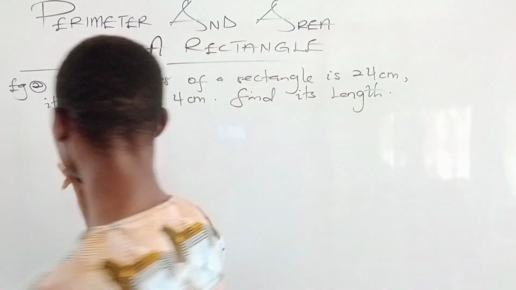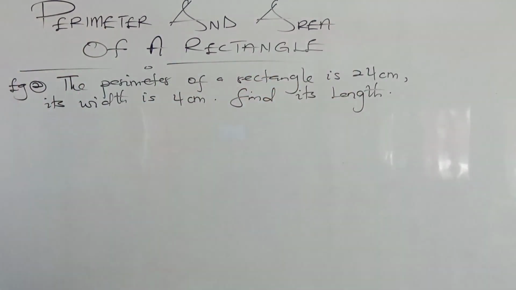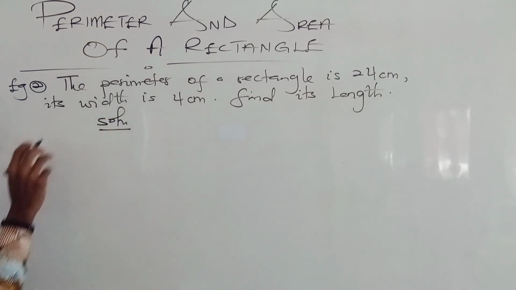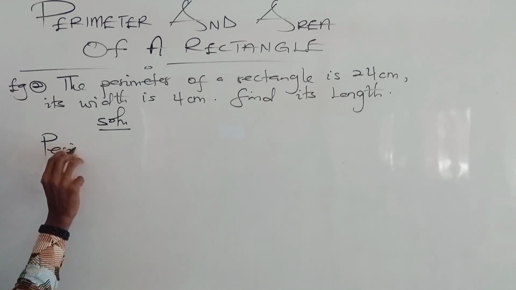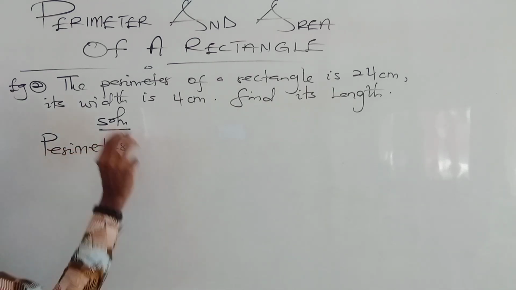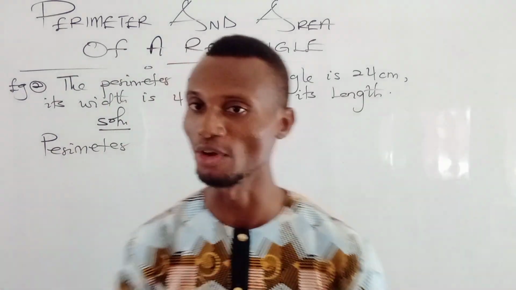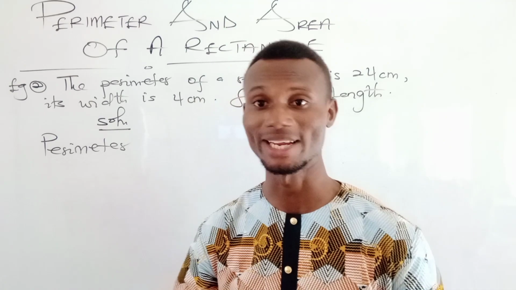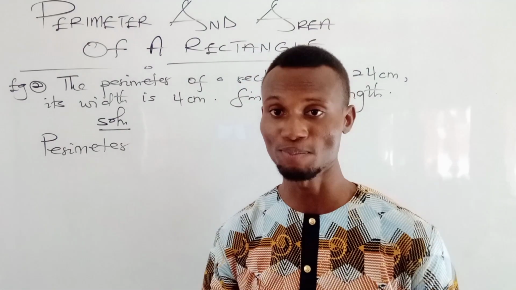The perimeter of a rectangle is 24 centimeters. So let me write my solution. We have been given the perimeter. So write your perimeter down, and please, I said don't write just P. Write perimeter in full, because if you write only P, it can represent a lot of things. So write perimeter in full, then you put P in brackets.